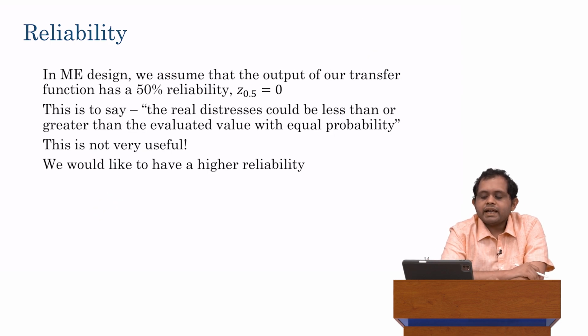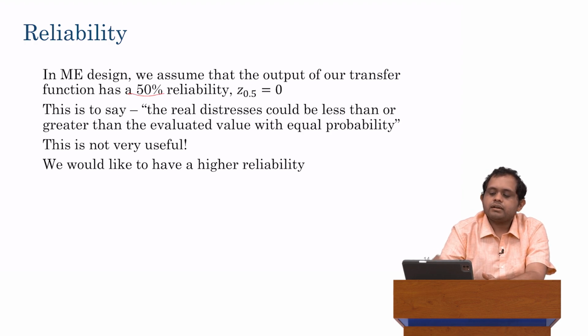Now, in mechanistic, so that's all about reliability, right? That's the mathematical concept of reliability. Let's start going back into mechanistic empirical design. So again, in ME design, as of now, what we've done is we ignore the variability in the inputs. Whatever the inputs are, we take whatever values we have and we calculate the distresses using the transfer functions. That's the point that we're at. Now, in mechanistic empirical design, we make an assumption that the output of this transfer function is a 50% reliability.